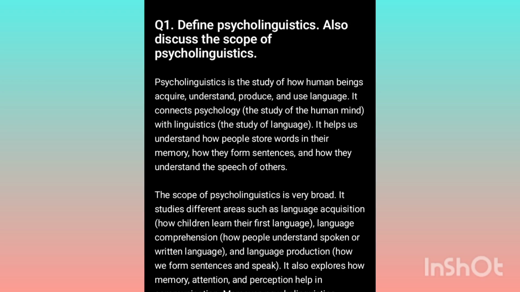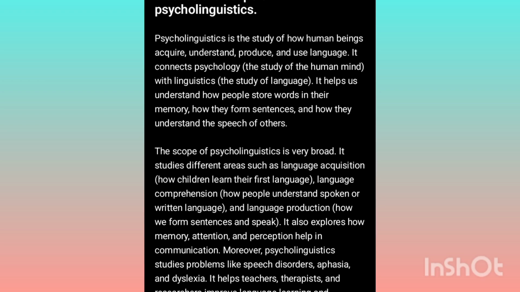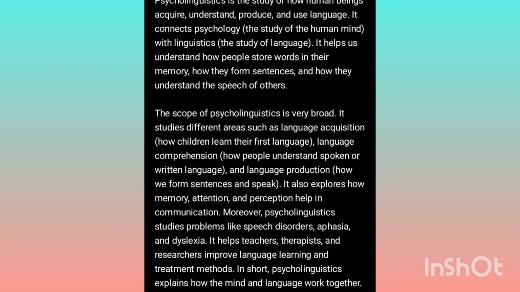Q1. Define psycholinguistics. Also discuss the scope of psycholinguistics. Psycholinguistics is the study of how human beings acquire, understand, produce, and use language. It connects psychology, the study of the human mind, with linguistics, the study of language. It helps us understand how people store words in their memory, how they form sentences, and how they understand the speech of others. The scope of psycholinguistics is very broad.